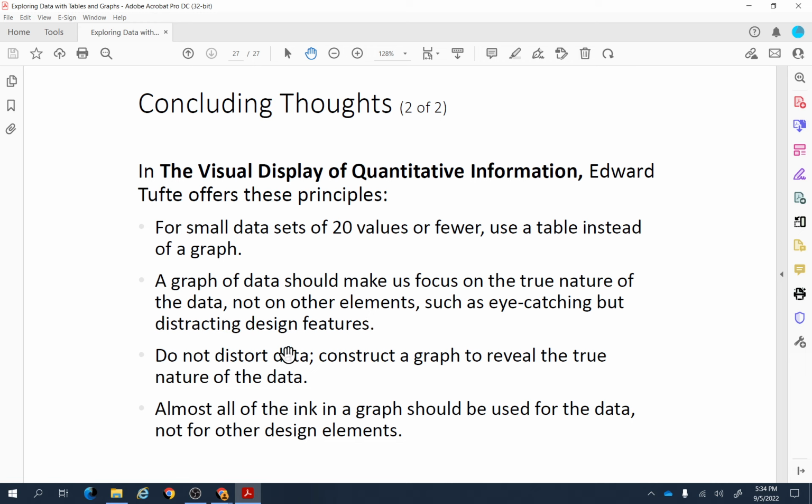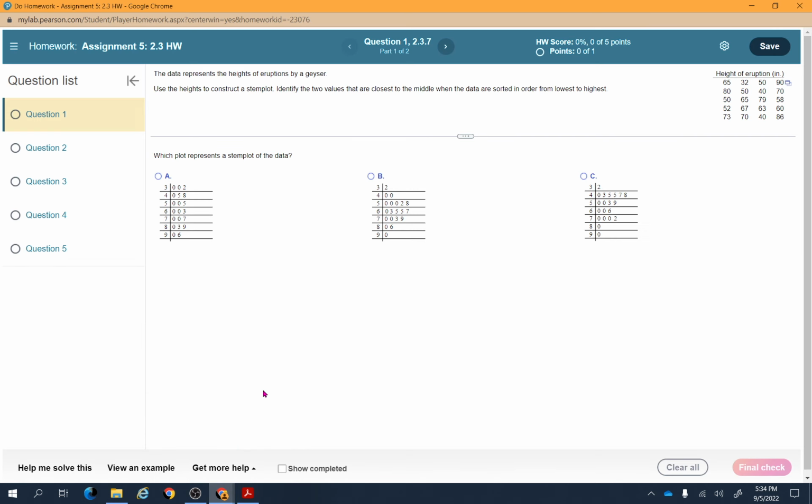Do not distort data. That's the job. That's the main thing. Construct a graph to reveal the true nature of the data. Do not spend your time to represent something else other than data itself. Okay, so now let's do some examples from this section.